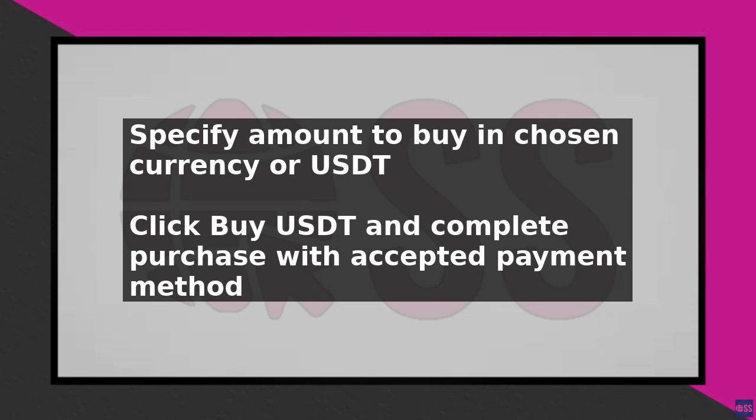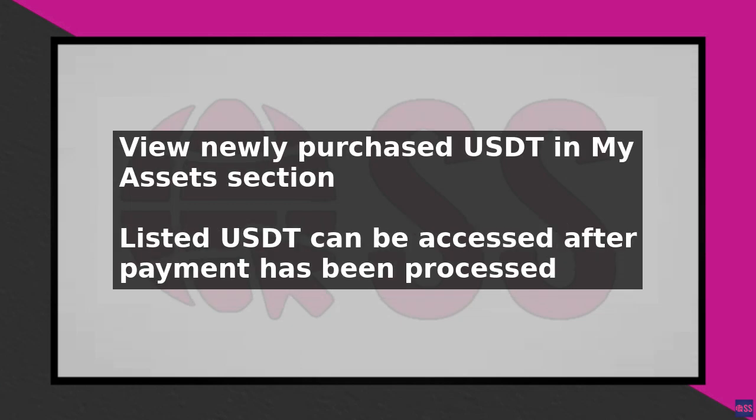You will then be shown the conversion rate, and you can choose to specify the amount you want to buy in either your chosen currency or in USDT. For instance, if you want to buy 100 USDT, you will see the equivalent amount in your currency, which in this case would be approximately 93 euros.